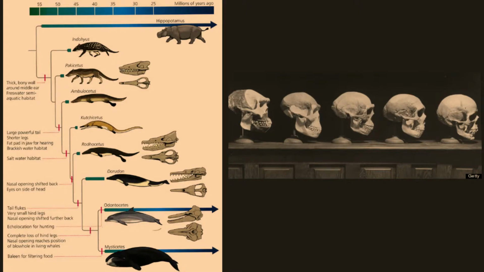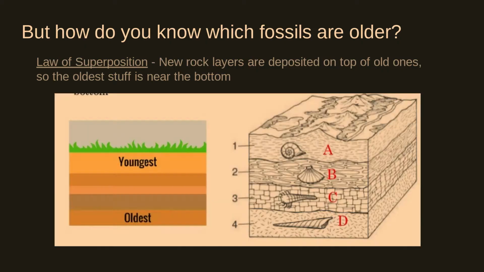Okay. I believe, oh no, I think there's a couple more. So let's talk about the law of superposition. I'll try to get through this quickly. I know this video is getting long. Law of superposition is pretty simple. Basically, it's saying that the new rock layers are deposited on top of the old ones.